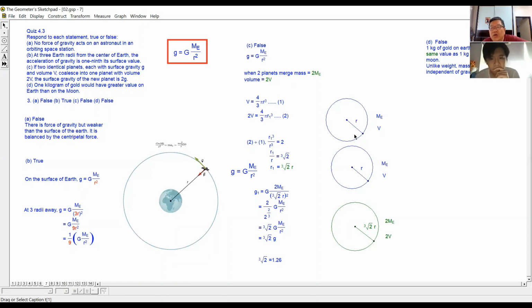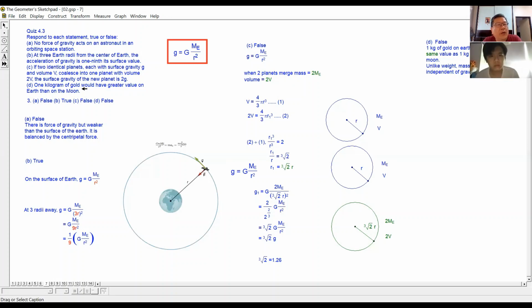Although the two planets each have radius r, when you merge them together, the new radius is not 2r. It's only cube root of 2, or 1.26 r. Similarly, the gravitational pull is only 1.26 times that of the old planet. Okay, any questions so far? No questions, right? So we move on to this last statement.